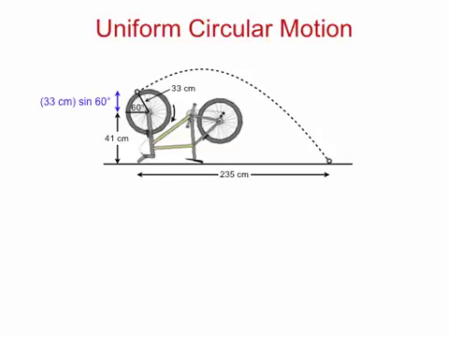We are not directly given the initial height of the pebble, but we are given enough information to figure it out. The height of the pebble above the axle, just as it dislodges, is 33 centimeters times sine of 60 degrees. And the height of the axle above the ground level is 41 centimeters. So the initial height of the pebble above the ground is 41 centimeters plus 33 centimeters times sine 60 degrees, which equals 69.6 centimeters, or 0.696 meters.